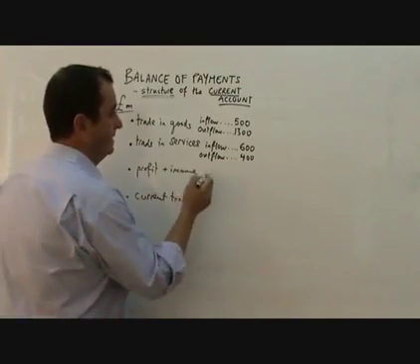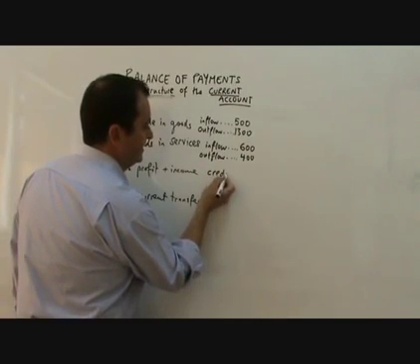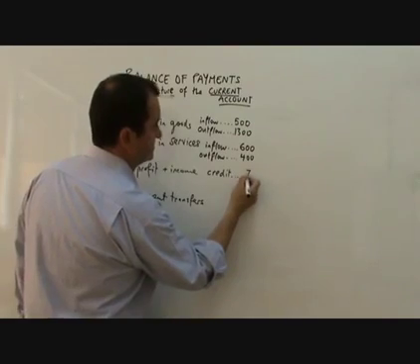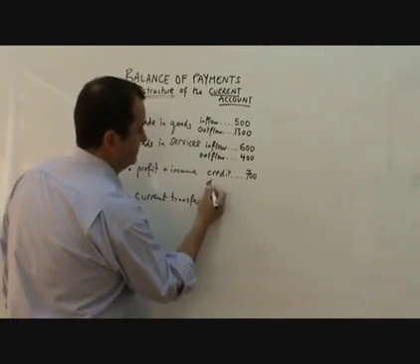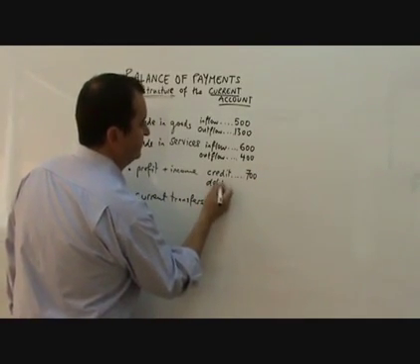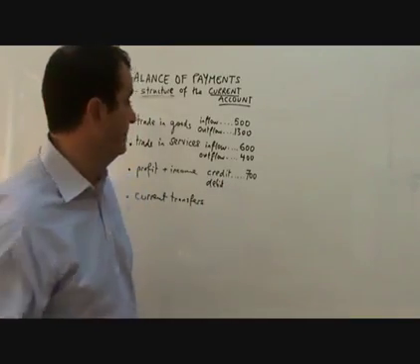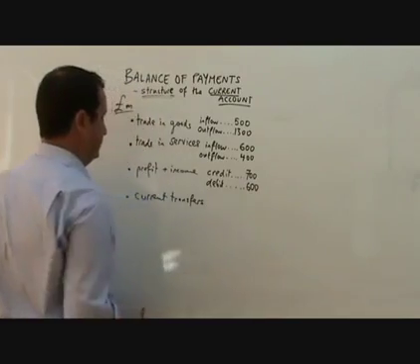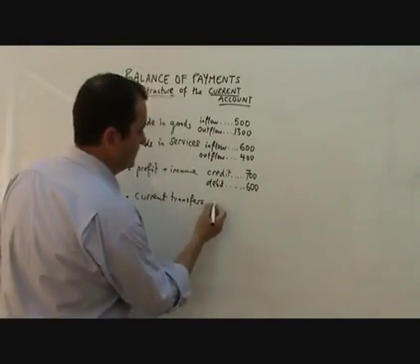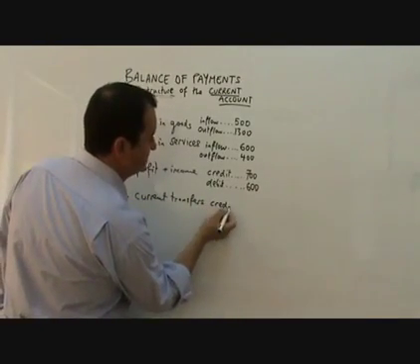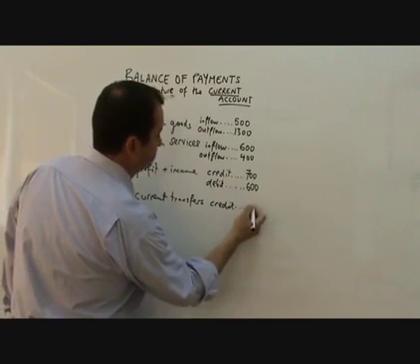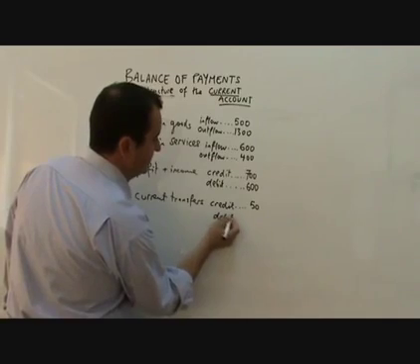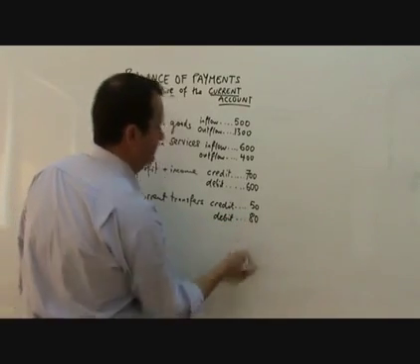Profit and income. There's a credit as money flows back from British firms around the world. Let's imagine that's 700. And there's a debit as foreign firms in Britain send their money out, back to the mother country. Let's imagine that's 600. And current transfers are usually smaller numbers. Let's imagine that we receive credit of 50 and debit money going out is, let's say, 80.